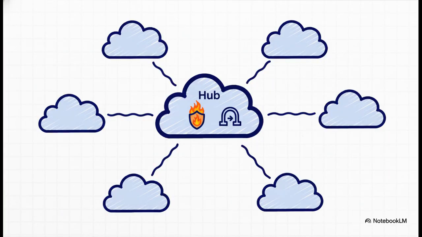And just like that, you've got the foundation of the most popular network design in Azure, the hub and spoke model. It's an incredibly efficient and scalable design. You have one central hub VNet with all your shared services, firewalls, gateways, you name it, and all your other spoke VNets just peer to it.